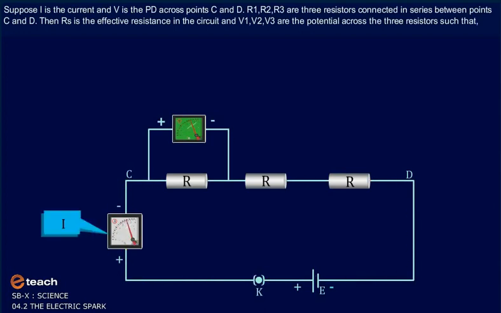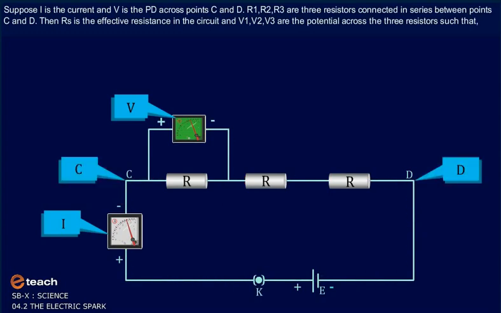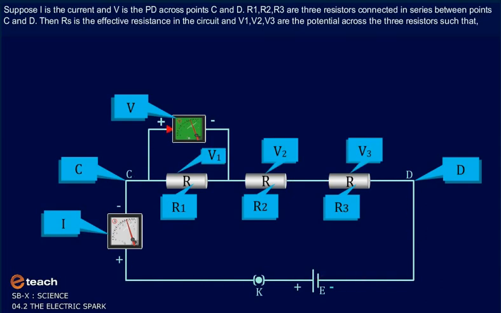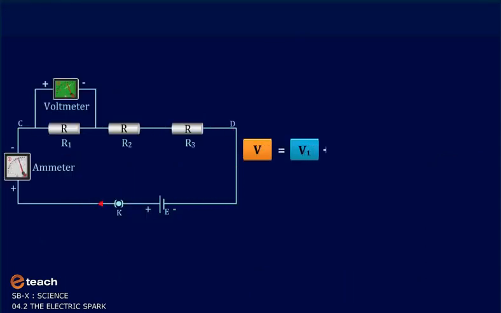Suppose I is the current and V is the PD across points C and D. R1, R2 and R3 are three resistors connected in series between points C and D. Then Rs is the effective resistance in the circuit and V1, V2 and V3 are the potential across the three resistors such that V is equal to V1 plus V2 plus V3.